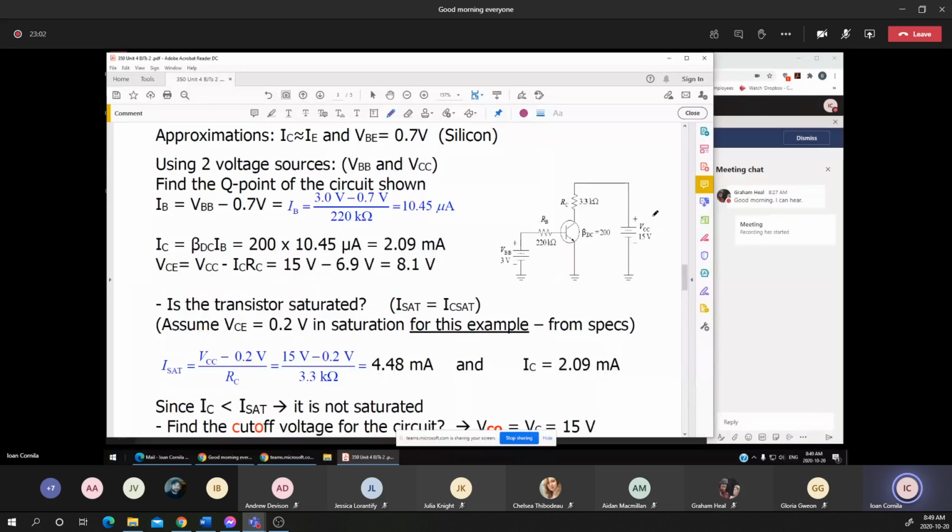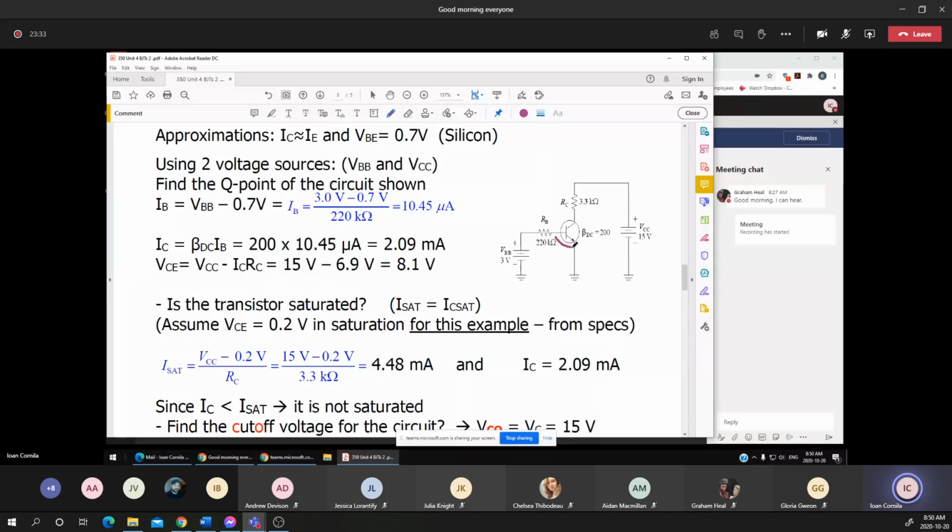You notice the notation for the voltage that is applied on the base and the voltage that is applied on the collector. The VCC, it's a double subscript. It's used for the voltage that is applied on the collector, and the VBB is the label for a voltage that is applied to the base.